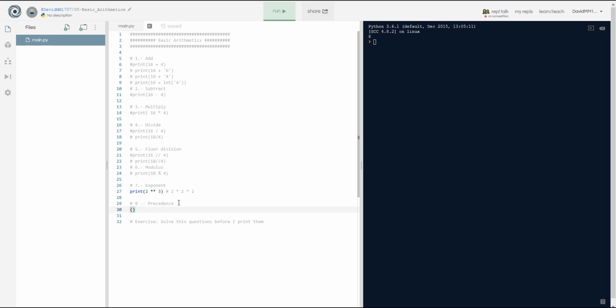For example, first it is going to calculate the operations between parentheses, then exponent, then multiply, divide, floor divisions, and modulus. And those have preference over addition and subtraction. But for this, let's do a simple exercise.